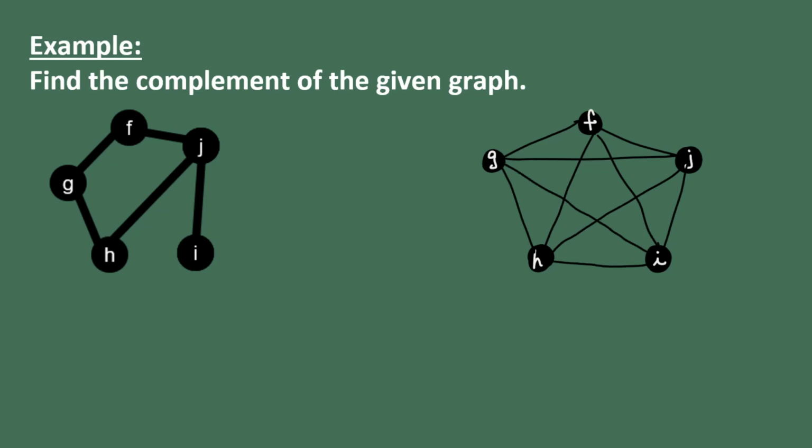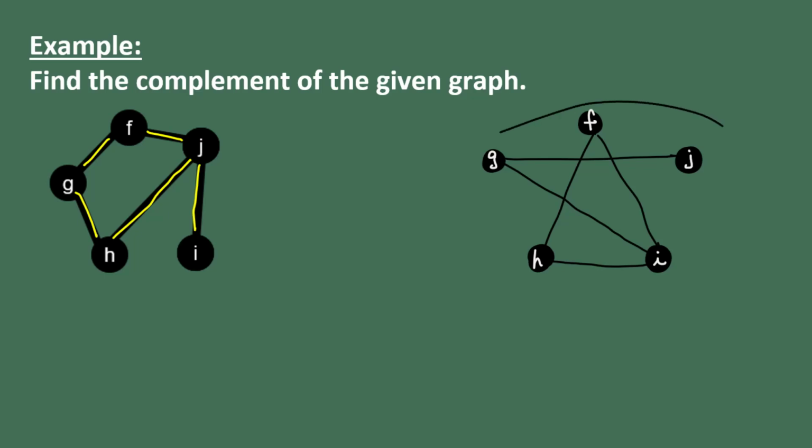From this new complete graph, I'll remove any of the edges that existed in the original graph. So for example, from G to F, I will remove the edge. From F to J, I will remove the edge. From J to I, I will remove the edge. From H to J, I will remove the edge. And from G to H, I will remove the edge. What's left is edges that did not appear in the original graph. So these two graphs are complements.